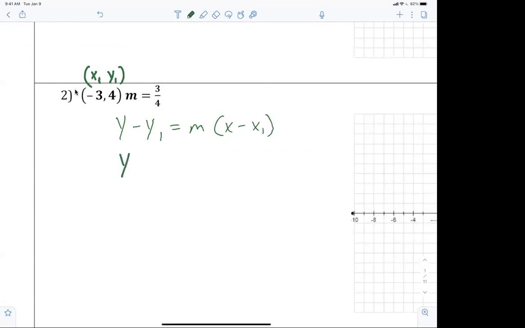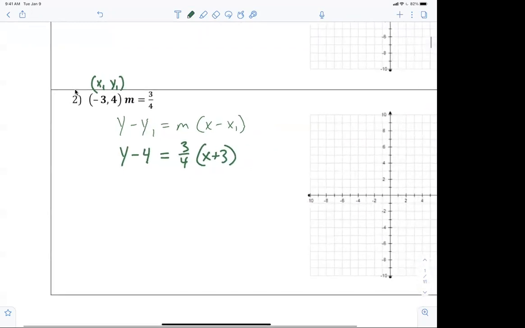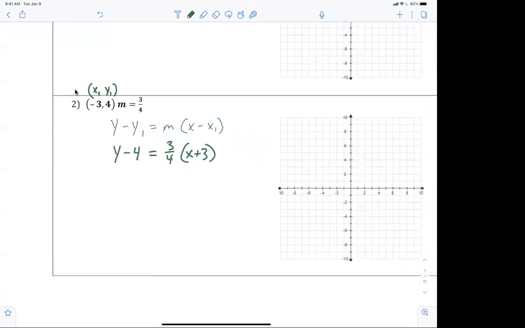Y minus, what's the Y value? 4 equals, what's the slope? 3/4 times parentheses X plus 3. Wow. Amazing. There's your answer. That is all there is to it. Just like that.